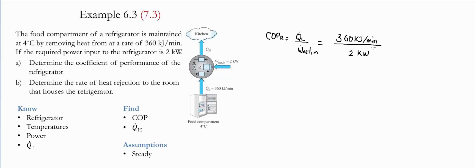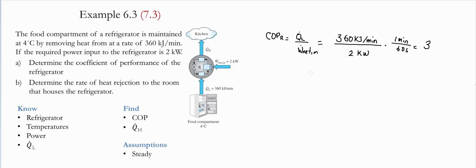And kilowatts is kilojoules per second, so in order to cancel this, we need to convert minutes into seconds, and we know that 1 minute is equal to 60 seconds, so that these two units will cancel out. And once we do the mathematics on this problem, it gives us 3. So the coefficient of performance of this refrigerator is equal to 3.